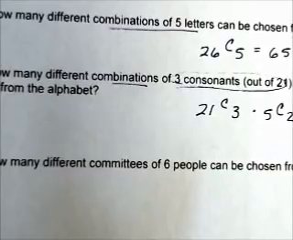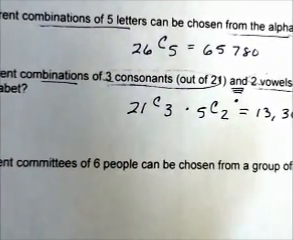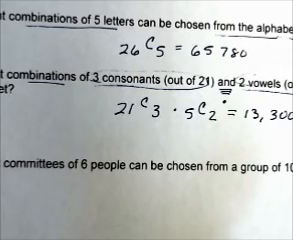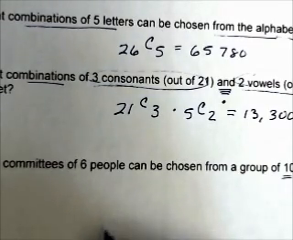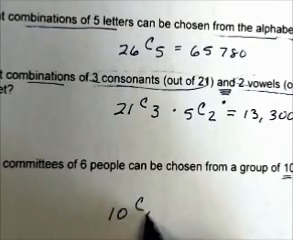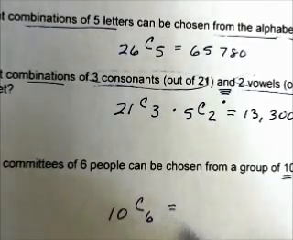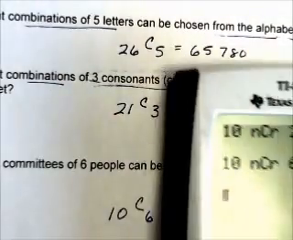And our last example, how many different committees of 6 people can be chosen from a group of 10? All right. The larger number is always your N. So from the 10 people, we're looking for groups or committees of 6. From the 10, we choose 6. 10 choose 6 is 210.